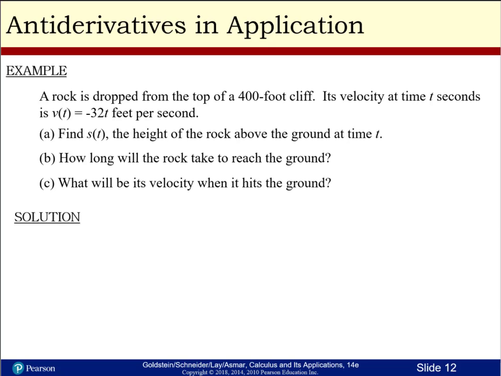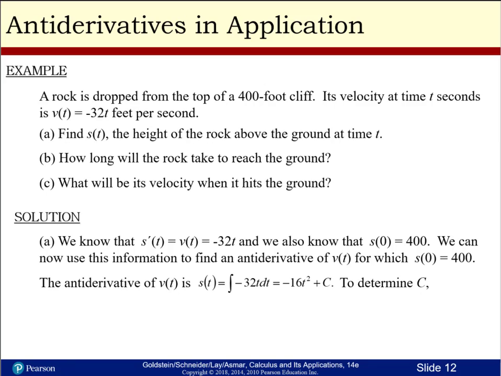Let's do one more example here. A rock is going to be dropped from the top of a 400-foot cliff. Its velocity at time t seconds is v of t equals negative 32t feet per second. We need to find s of t, the height of the rock above the ground at time t. We need to find how long the rock is going to take to reach the ground and what its velocity will be when it hits the ground. One nice thing about it hitting the ground is I know that that height is 0.